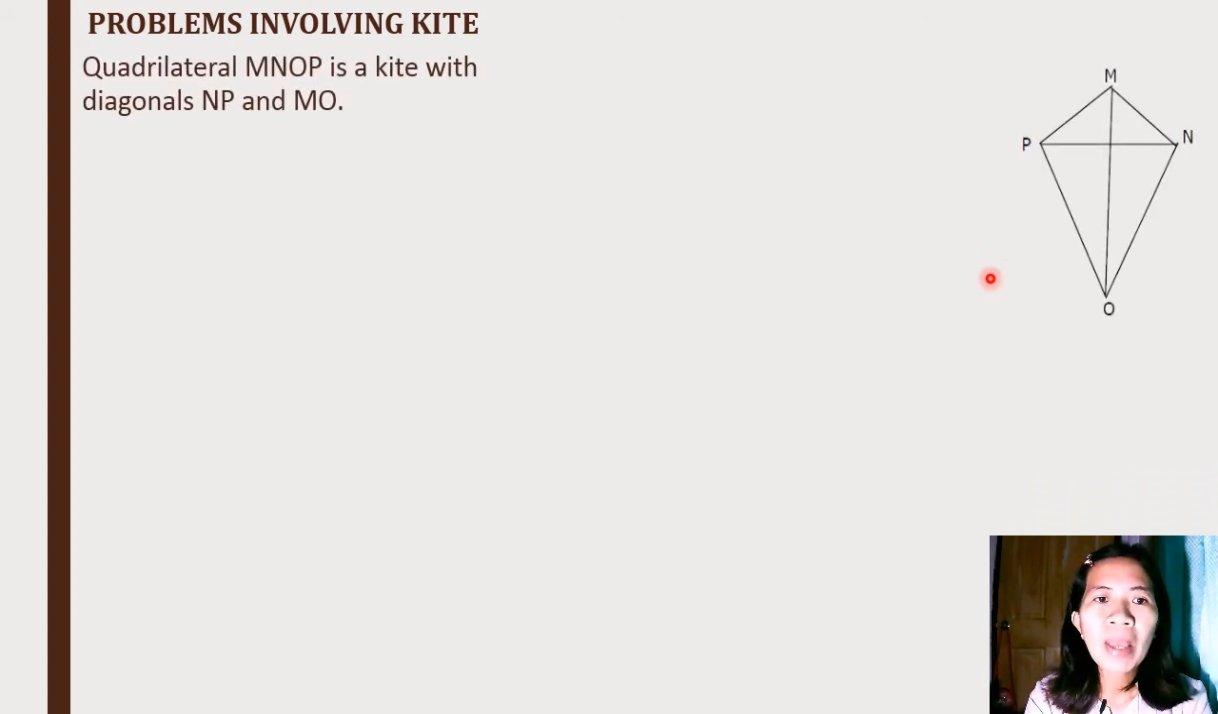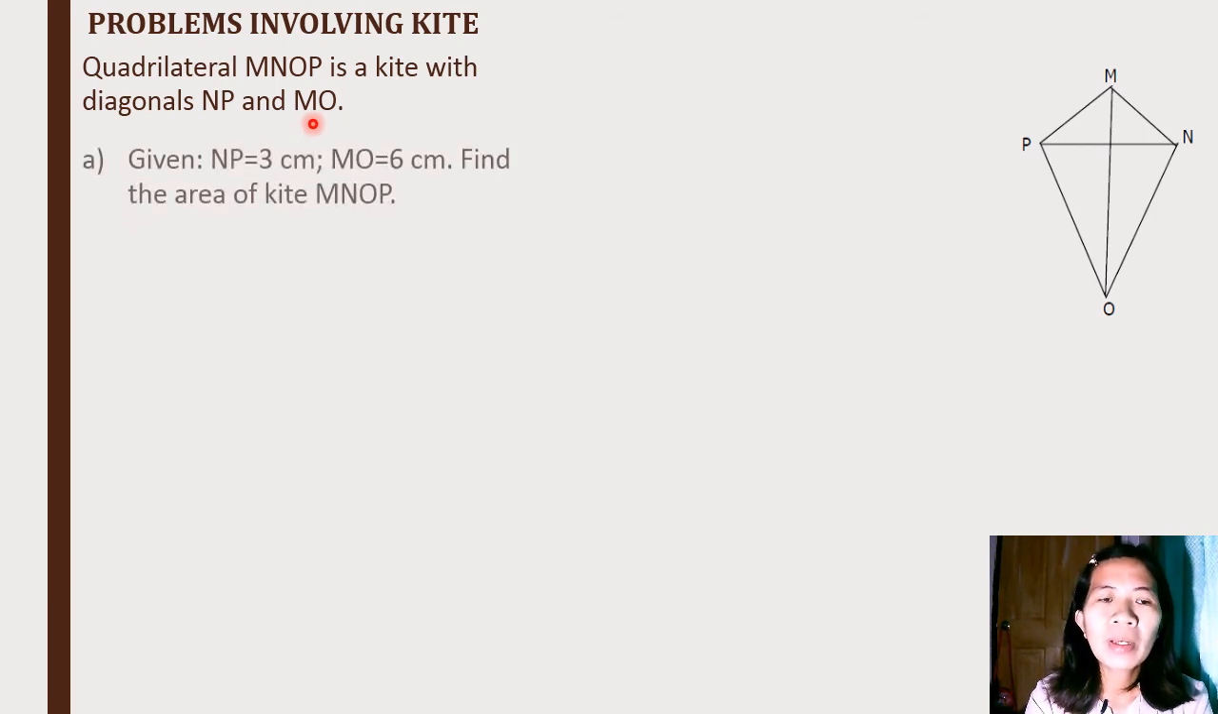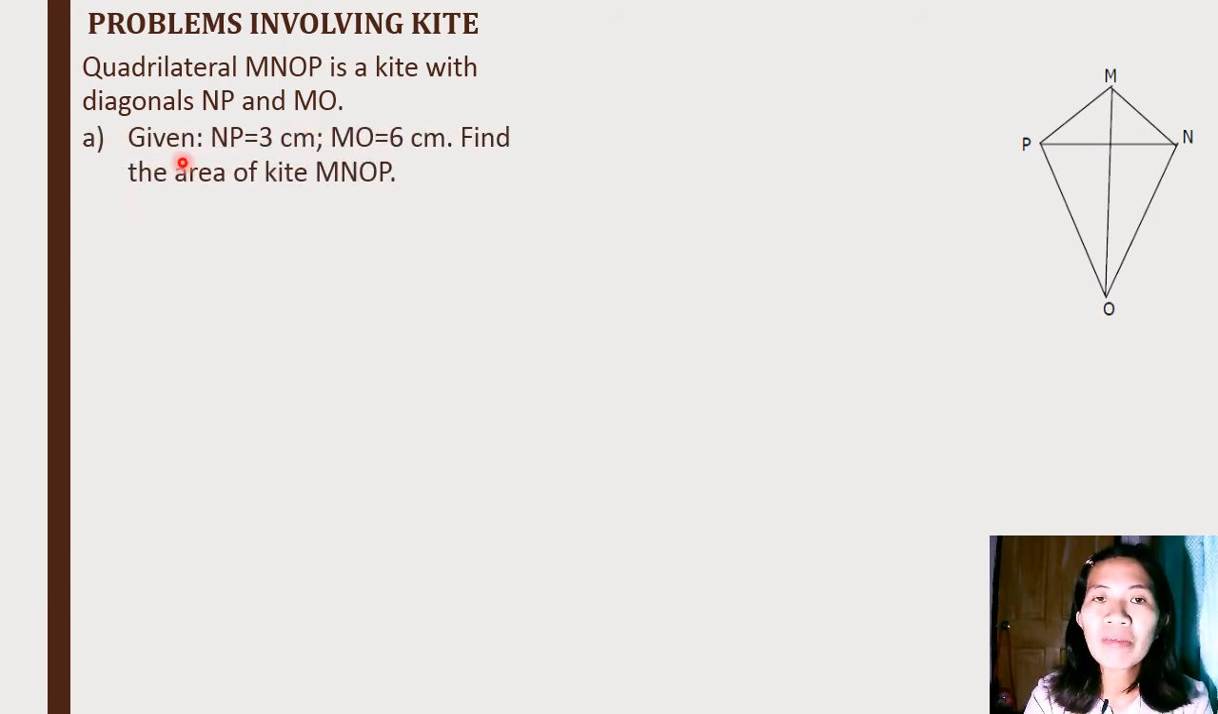Quadrilateral MNOP is a kite with diagonals NP and MO. So we have this given. Segment NP is equal to 3 centimeters, and segment MO is 6 centimeters. Find the area of kite MNOP. So we're going to find the area of this kite.